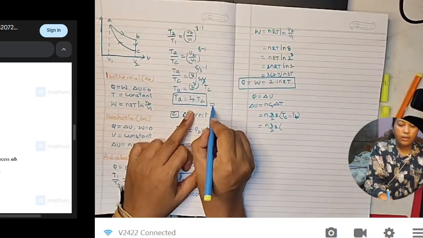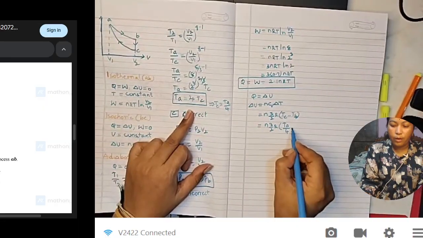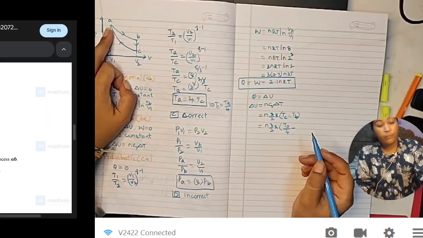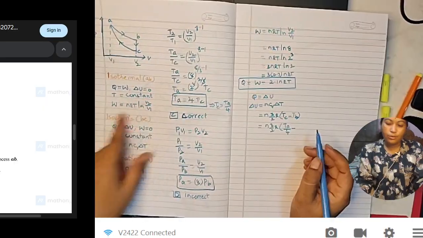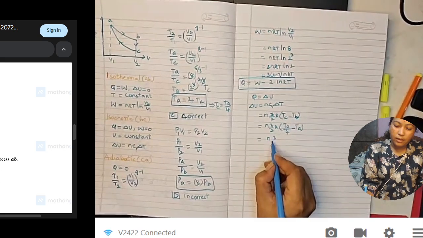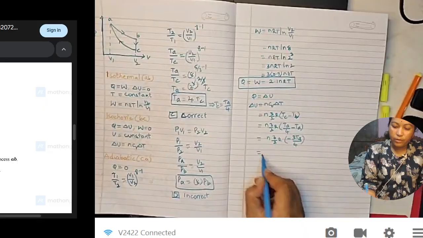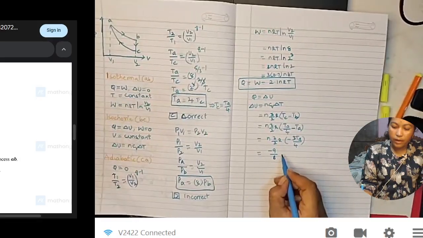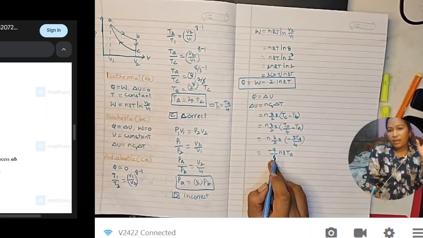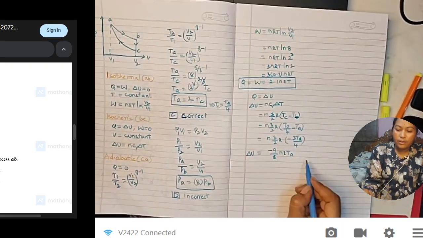And 3 by 2 R times TC minus TB. From the earlier equation you get the TC value. TC is equal to TA by 4, so TA by 4 minus TB. What is the TB value? The temperature at B is equal to the temperature at A, because it's isothermal and the temperature is constant. So in place of TB I am writing TA. From this you get n 3 by 2 R times (TA by 4 minus TA), which is minus 9 by 8 nRTA. The minus symbol denotes that the heat is being released here. Delta U is nothing but Q here.